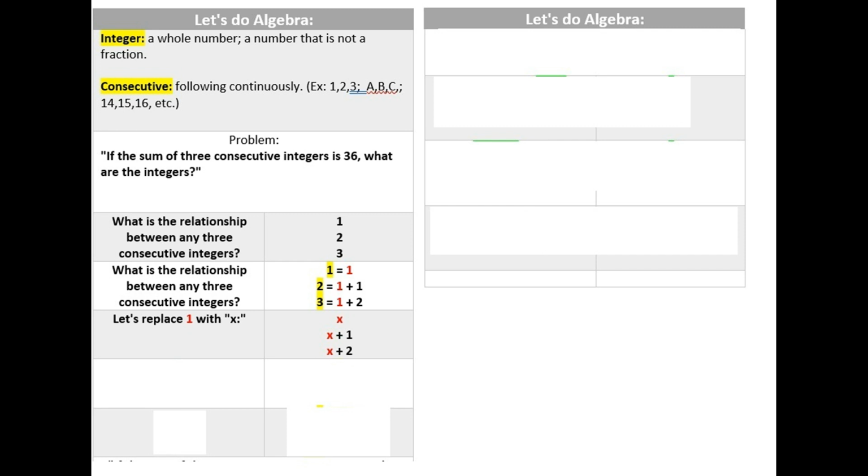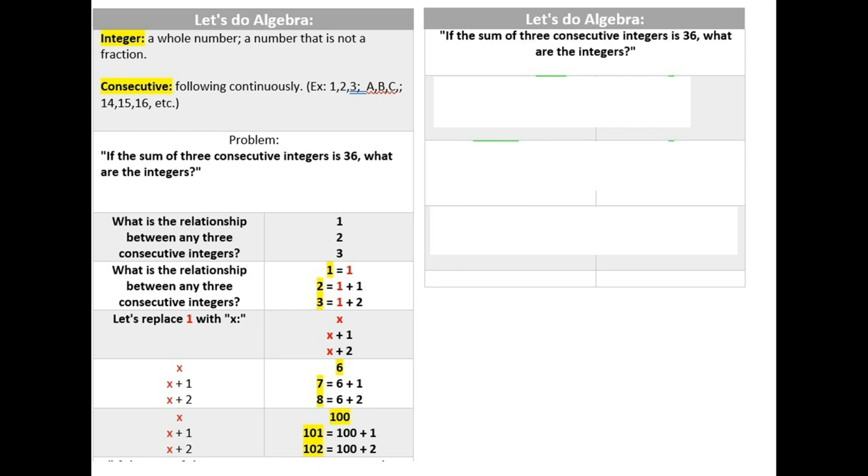So does that work? Let's say we plug in, oh, I don't know, let's just pick a number here. 6, 7, and 8. So 6 is just 6, 7 is 6 plus 1, and 8 is 6 plus 2. X, x plus 1, and x plus 2. And 6, 7, 8 are consecutive numbers. Let's plug in 100. All right, so 100 is just 100. 101 is 100 plus 1. 102 is 100 plus 2. So x, x plus 1, and x plus 2 are 3 consecutive integers.